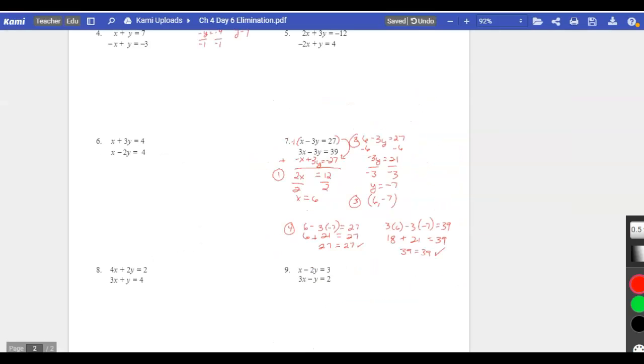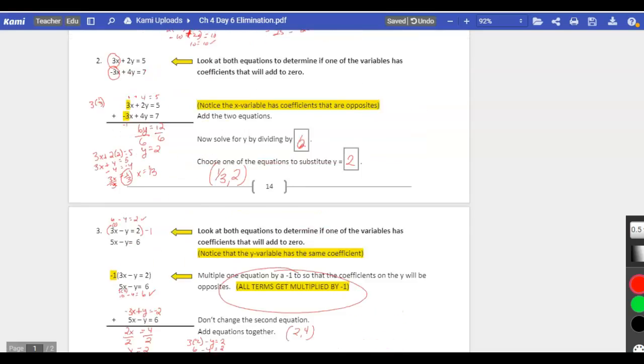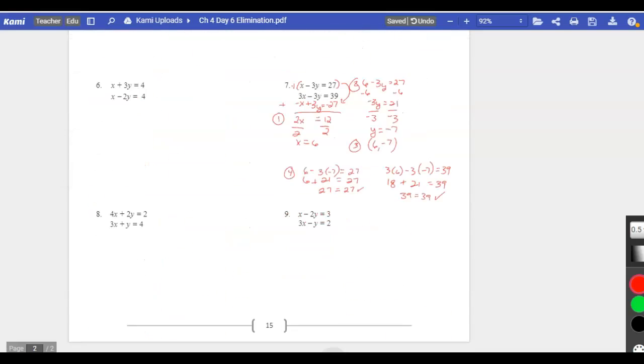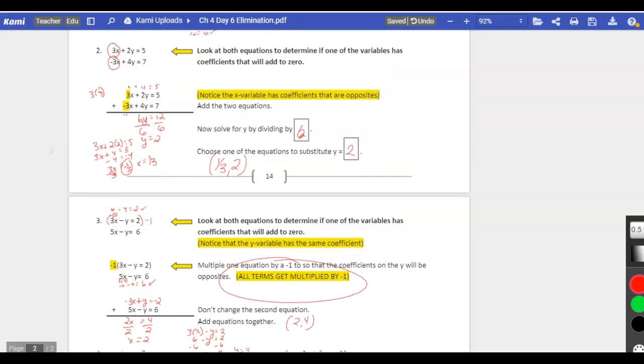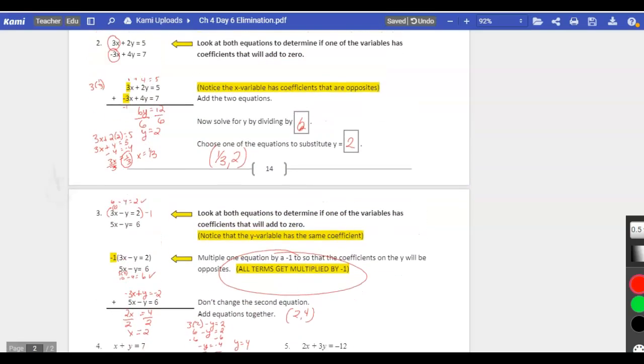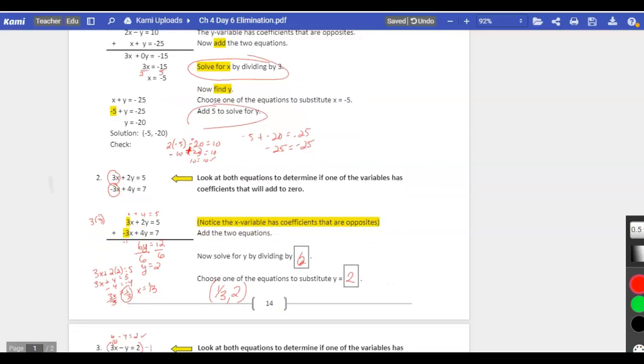Hey, the video wasn't too long. So we are completing 1 through 9. This is pages 14 and 15. Obviously, 1, 2, and 3, most of the work was done for you, but you still need to copy down anything I did.